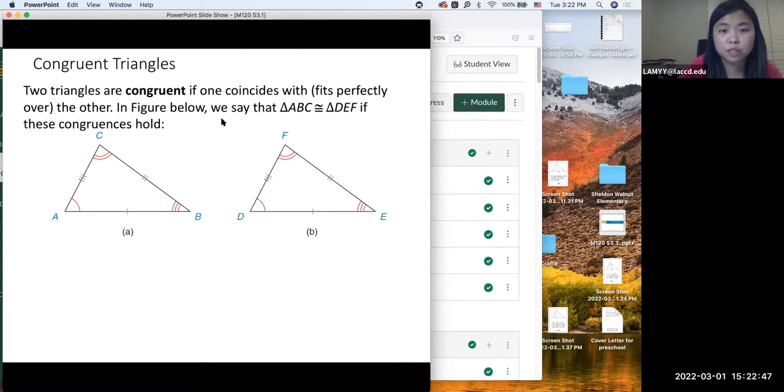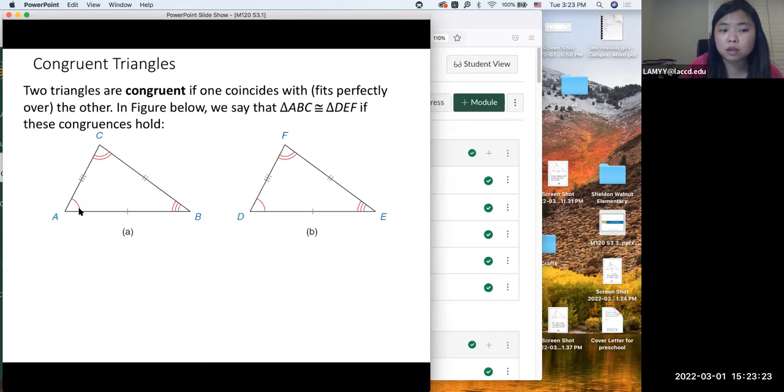In the figure below, we say that triangle ABC is congruent to triangle DEF. If this congruence holds, look at the picture. Remember, the one line here and the one line here mean that AB is congruent to DE. Then the two lines here mean CB is congruent to FD. Same idea for the third one: AC is congruent to DF.